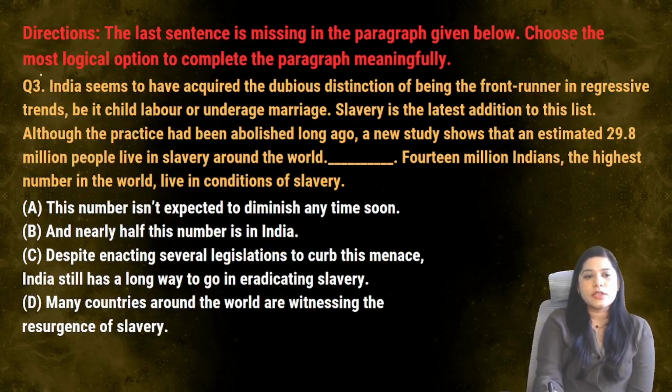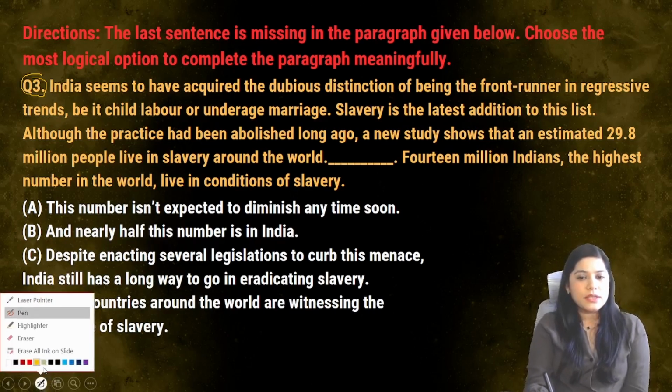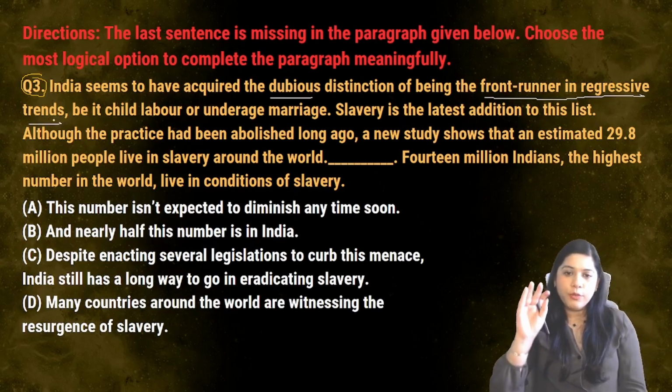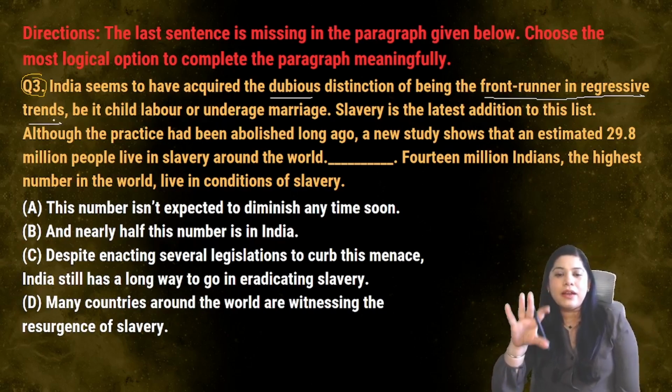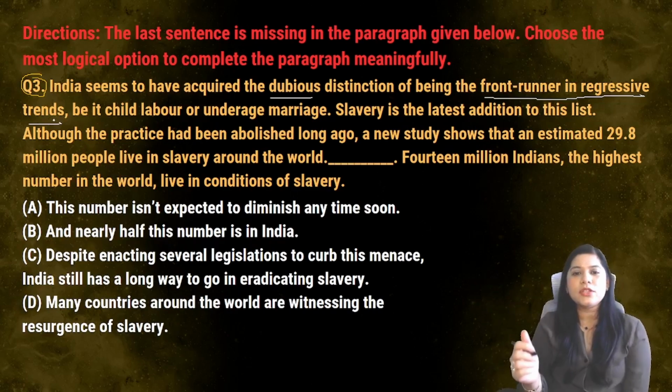Question number 3, students. Let's read it. Here, something in the center is missing, and I think this is not a very difficult question, but let's read. India seems to have acquired the dubious, as in doubtful, distinction of being the front runner in regressive trend. So first of all, before we read this paragraph, I think this paragraph must be part of some abroad newspaper, New York Times, some British newspaper, mostly BBC or something, because they have to use such language for India all the time. I don't agree with this information, but this is part of one of your important questions.